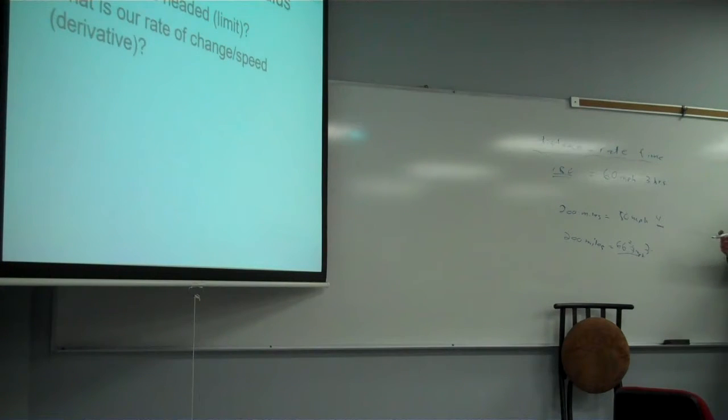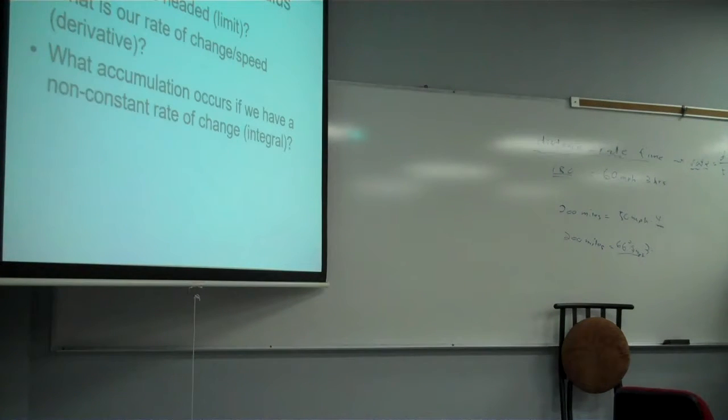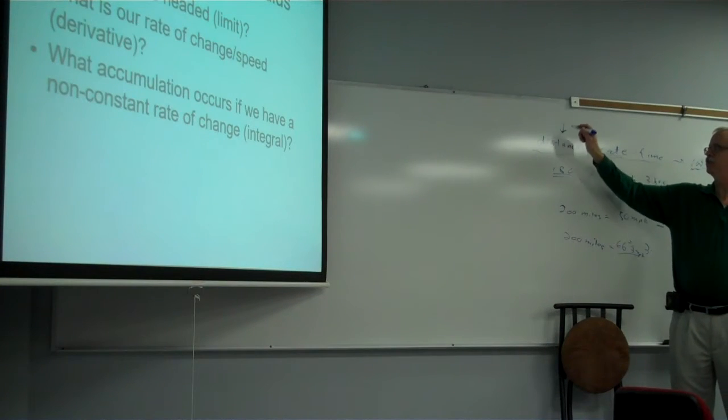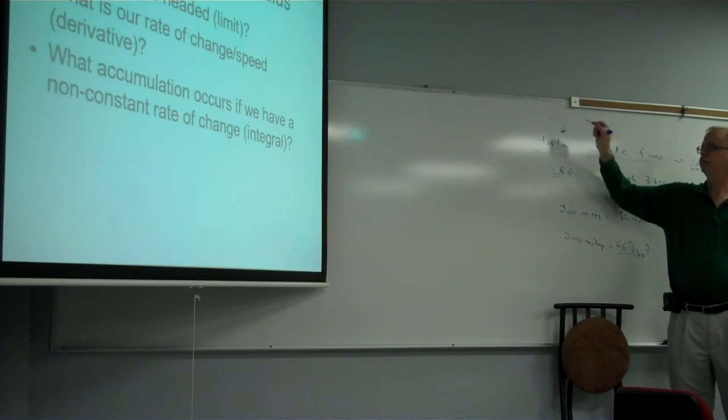What is our speed? So in this formula, distance equals rate times time, we see the rate, or we could rearrange it and figure out the rate in terms of distance divided by time. But that's some information we may want to know. What is the rate? The other information would be, well, what's the accumulation that occurs if we've got a non-constant rate of change? In a very real sense, the distance traveled here is our accumulation.